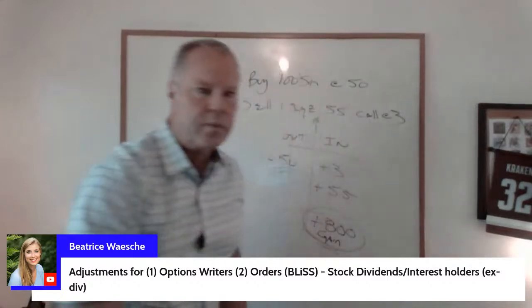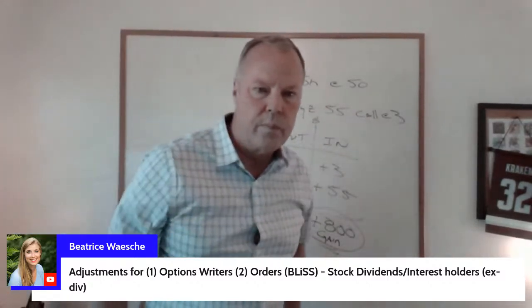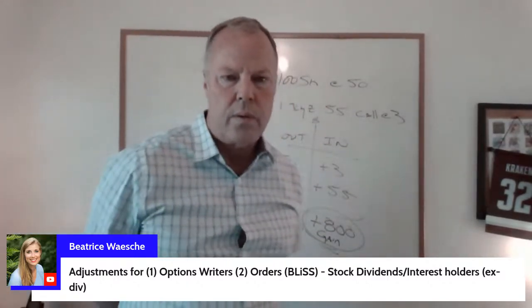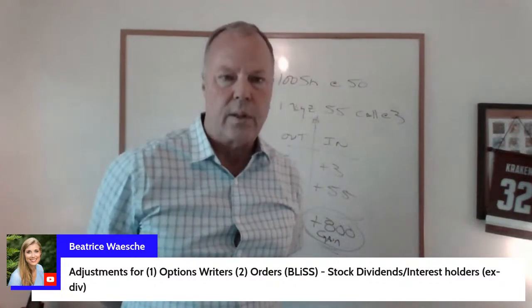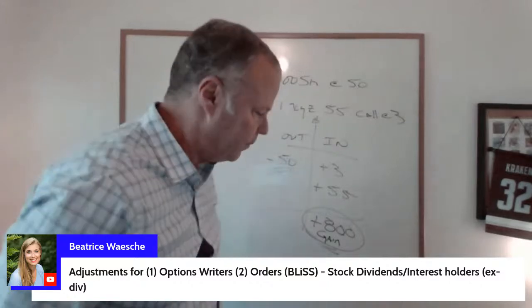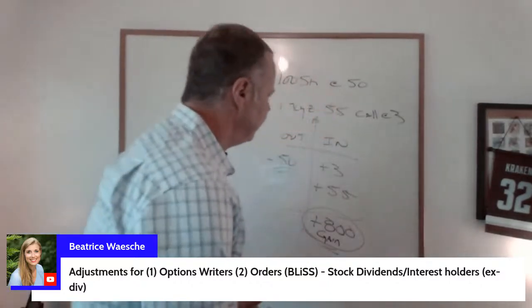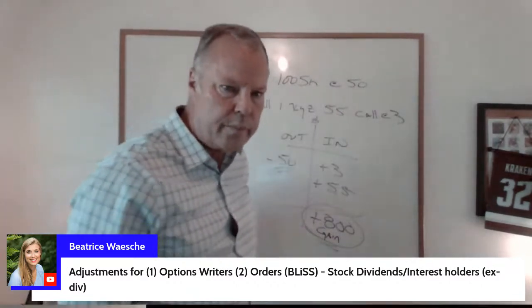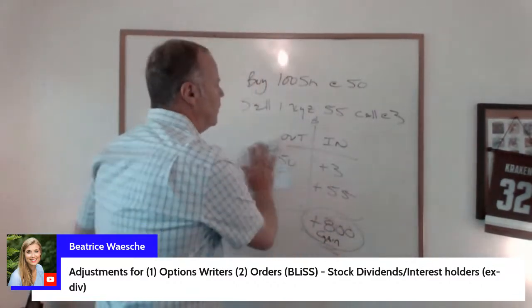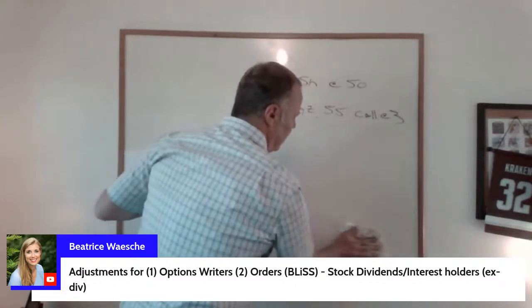Adjustments for options writers. There's no such thing as an adjustment for the writer. If the option contract's being adjusted, it's for all parties. It's not just for one party to the contract. And the orders that are adjusted are below the market. So that would be buy limits and sell stops, because we wouldn't want them accidentally triggered, Beatrice. I will link to a video I have on orders below the market.